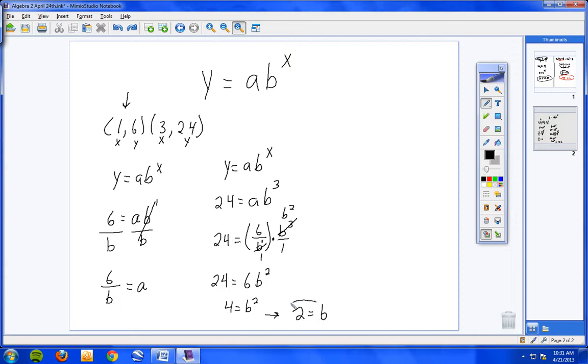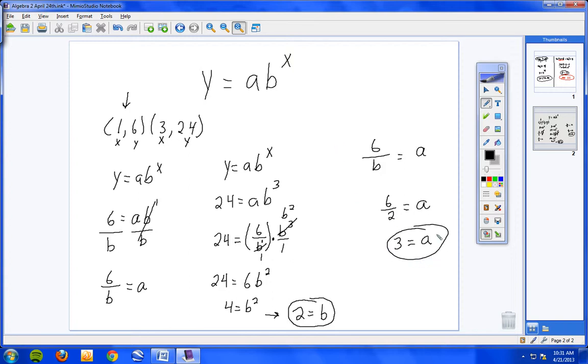So I'm going to circle this. We know what b equals, right? Now we're going to take this right here from step 1, 6 over b equals a. And where b is, step 4 says to take your b, which is 2, and substitute it back into that model. So 6 over 2 equals a. Look what a equals. A equals 3. You're done. You're ready to write your model now.